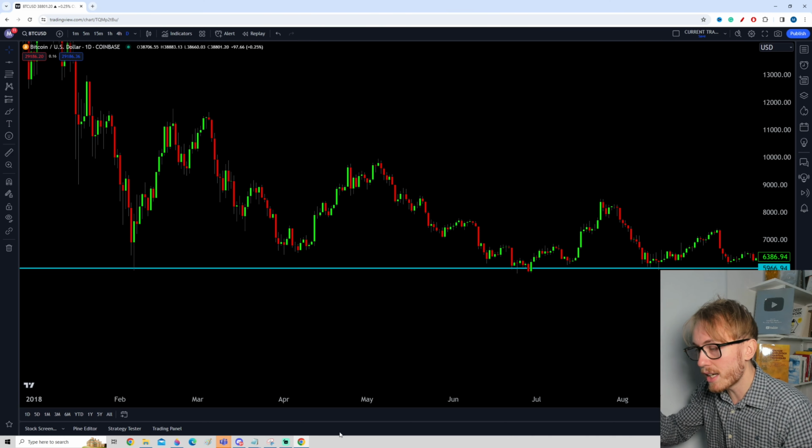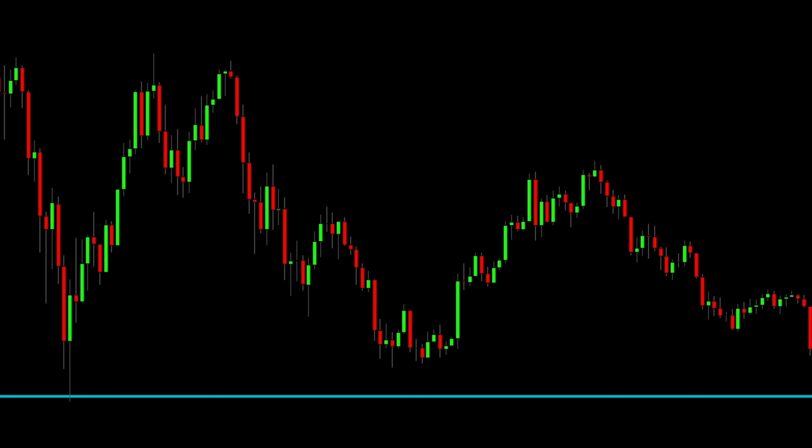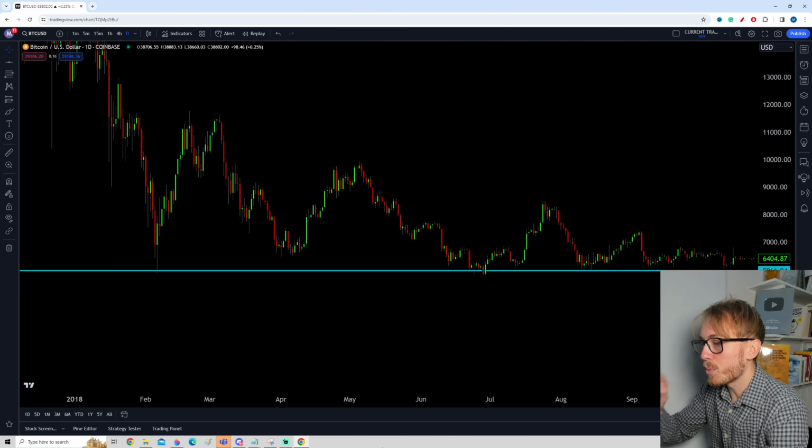This is a good sign that we're talking about a strong support level. And as you can see, later on, the price came down to the support level and we once again saw a strong reaction.